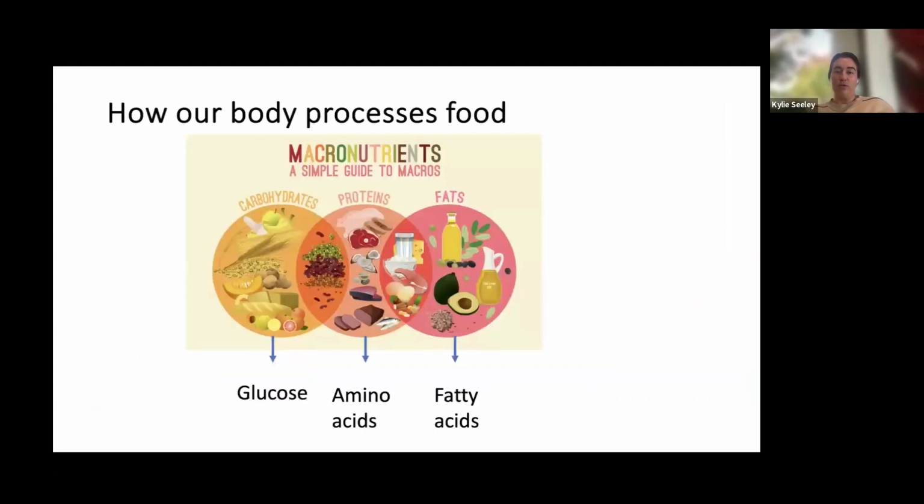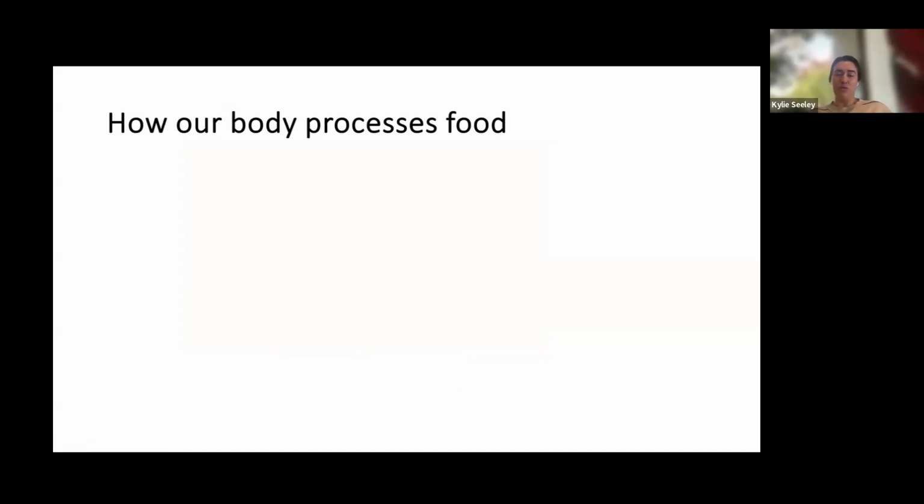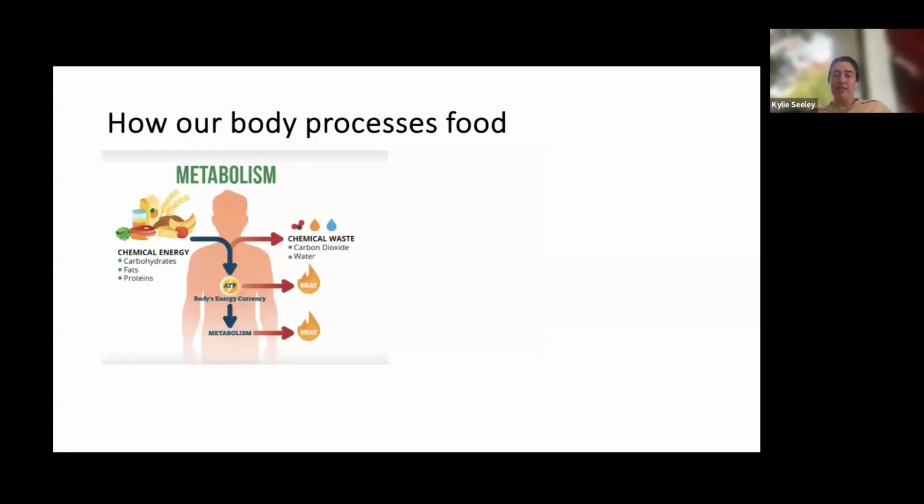First off, we'll start with how our body processes food. During digestion, our body processes macronutrients, which are carbs, proteins, and fats, into individual units that can be used by our cells. Carbohydrates become glucose, proteins become amino acids, and fats become fatty acids. During metabolism, the body cells use the nutrient units to generate energy through something called ATP. The byproducts of this process are heat and chemical wastes.